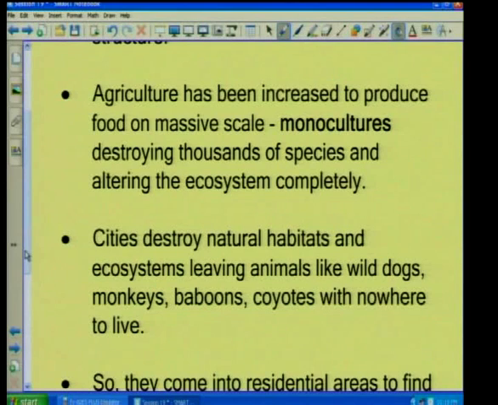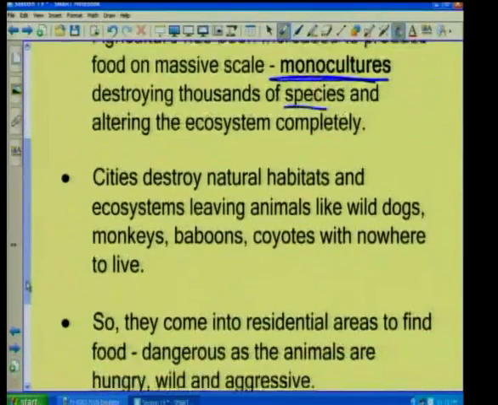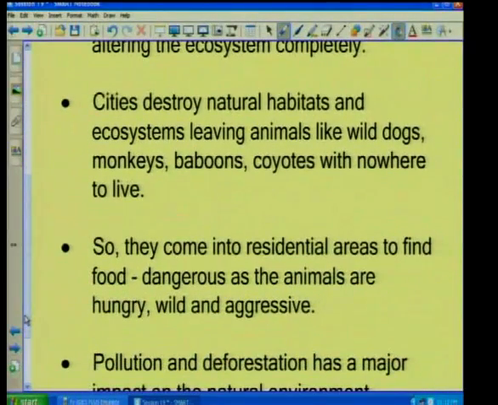Agriculture, what do we have there? We have things called monocultures. Monocultures are huge tracts of land where only one type of food is planted in a season, and those monocultures destroy thousands of species of animals and plants. Cities destroy natural habitat. We have animals like wild dogs, monkeys, baboons, coyotes, and they've got nowhere to live, because what you've done is you've said, well, we're living here now, so you need to go away.